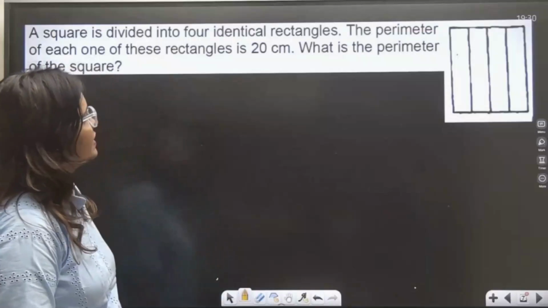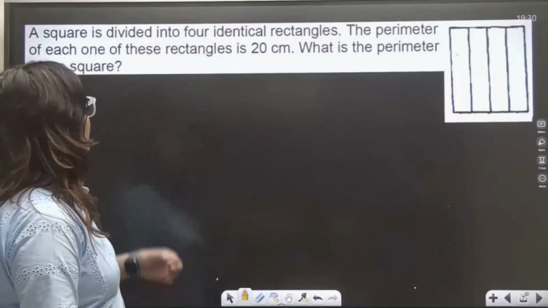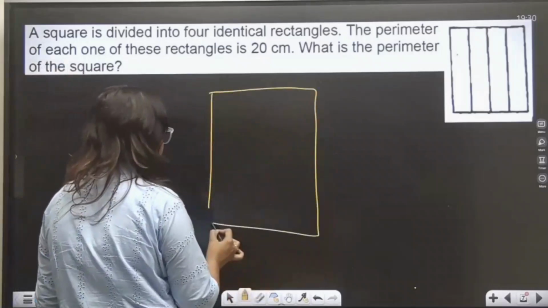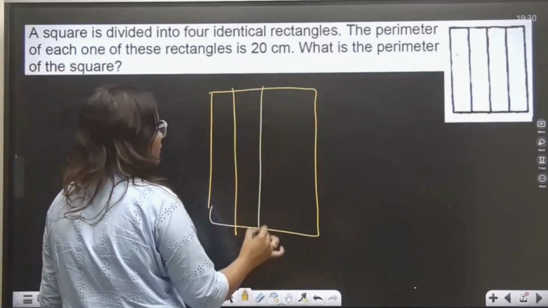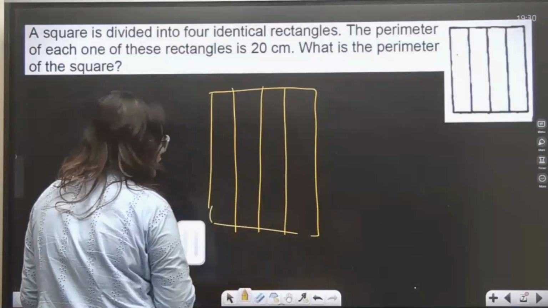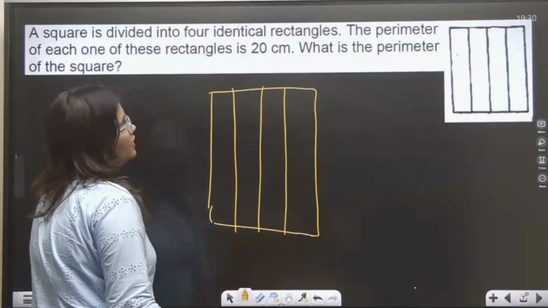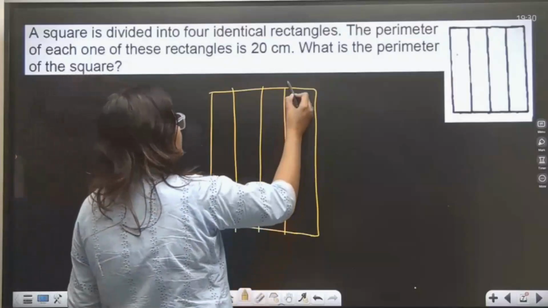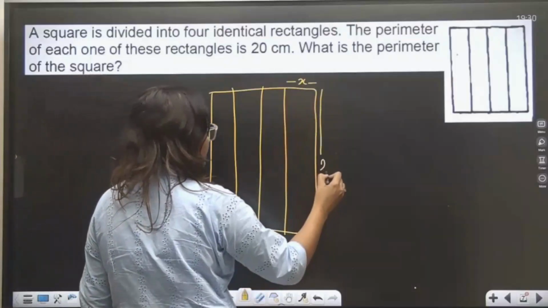Divide into 4 identical rectangles. The perimeter of each one of these rectangles is 20. So you can see that there are 4 equal rectangles, okay? So these are the 4 equal rectangles and the perimeter of each is 20. So let's say this is X and this is L.